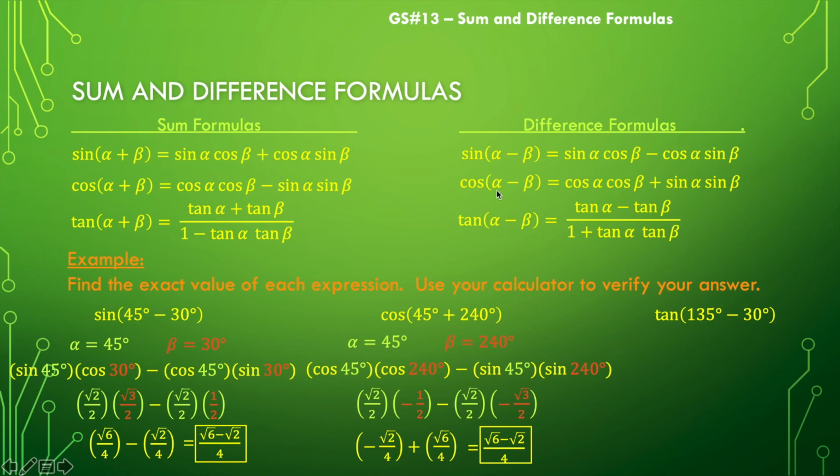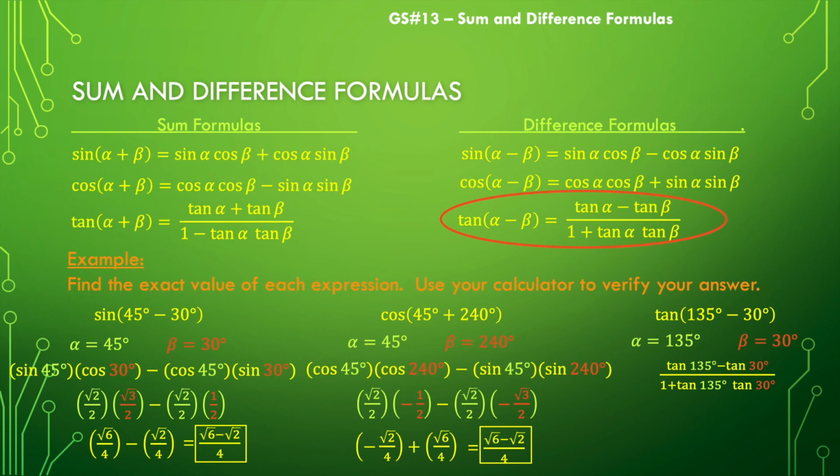So we're going to use this formula right here, and we're going to identify our alpha to be 135 degrees and our beta to be 30 degrees. Now, we're going to substitute all of those things into the formula. So the numerator will become tangent of 135 degrees minus the tangent of 30 degrees, over 1 plus the tangent of 135 degrees times the tangent of 30 degrees. Now that is pretty ugly, but it is what it is.